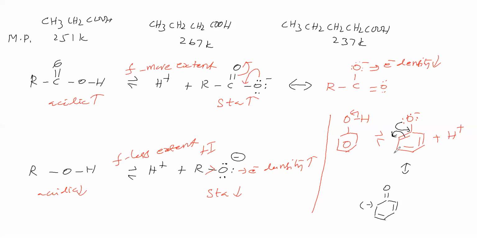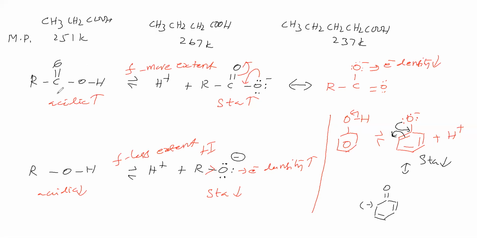These two resonance structures are non-equivalent, whereas these two are equivalent, in the sense that for this stability is more, for this stability is less. Therefore, this acidic nature is more, this acidic nature is less. So phenol is less acidic, carboxylic acid is more acidic.